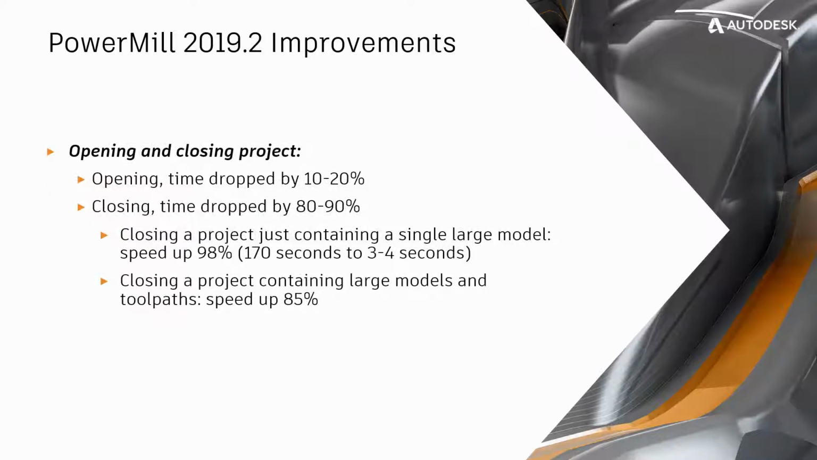Opening and closing projects has also been enhanced in Powermill 2019.2, with many tests showing a 10% decrease in the time needed to open projects and up to 90% decrease when closing projects containing large models with or without toolpaths.